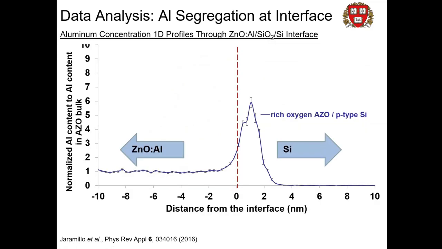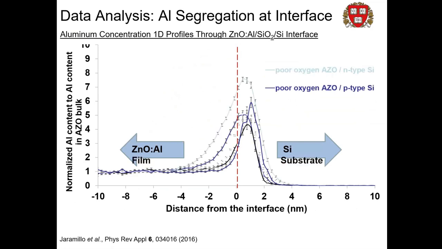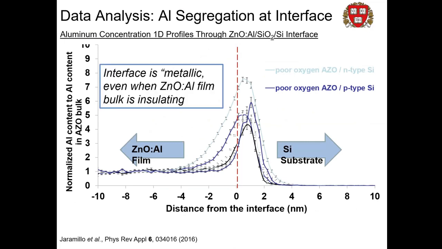From a technological standpoint, what it means is that even though the bulk of the film was insulating, right there at that interface, the aluminum content was high enough to cross the insulator to metal transition and actually render it conductive, which is presumably to blame for the Fermi level pinning effect. And this was true across a wide range of slightly differently grown zinc oxide films and silicon substrates. They saw a metal-like composition at the interface.